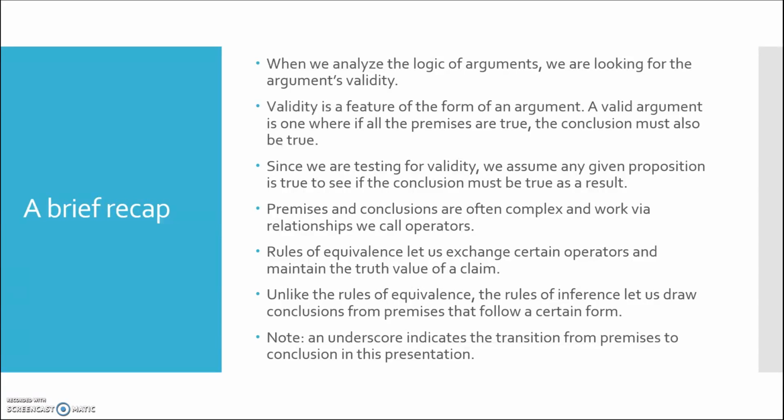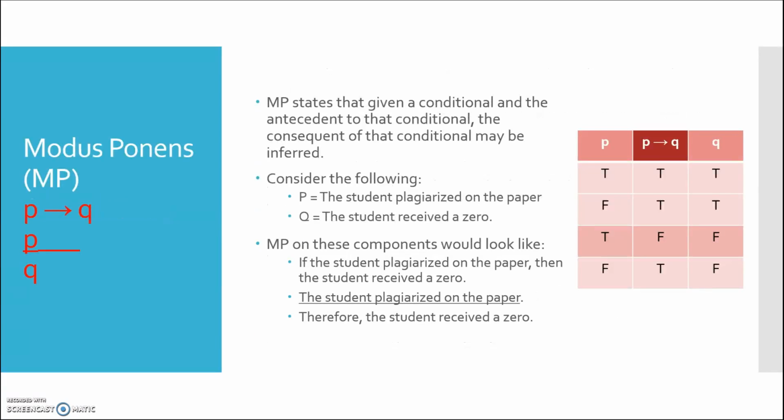In this video, we'll be introducing a new form of notation. An underscore indicates that we are moving from premises to a conclusion. Typically, this is identified by 3 dots in a triangle. Unfortunately, I do not have the ability to make that symbol in this presentation. That would mean therefore, by the way.